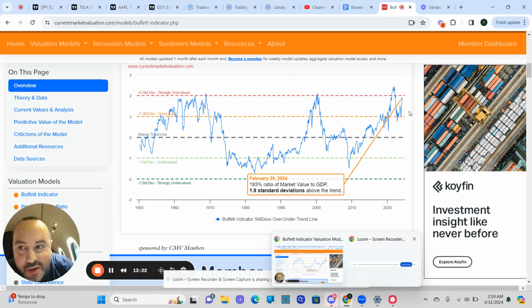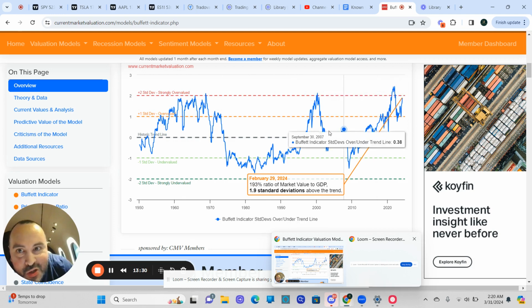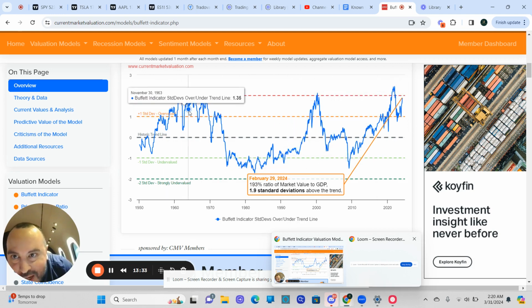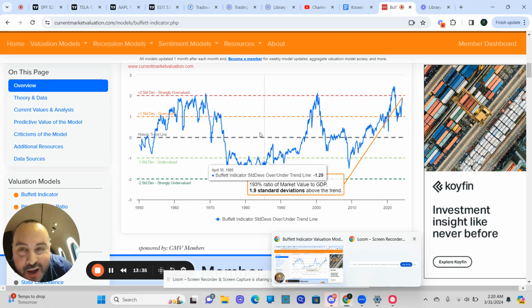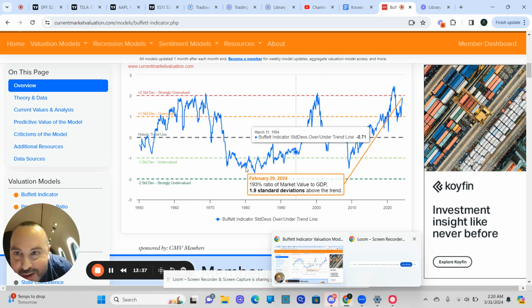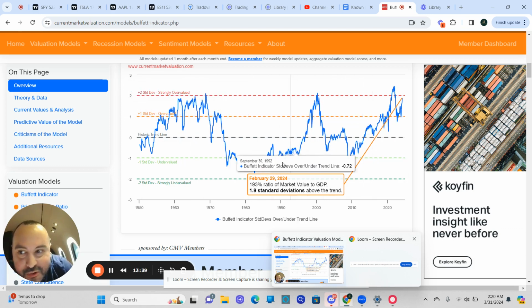Because as soon as that turns, that's it. We're going to start coming back down. The market's going to drop, and we're again going to come back down to at least overvalued, and possibly back down to undervalued, depending on what happens, really.